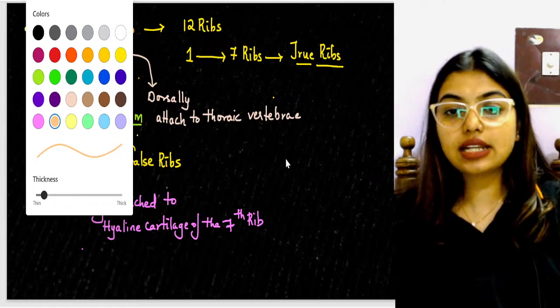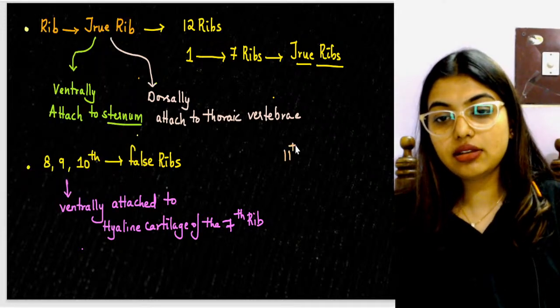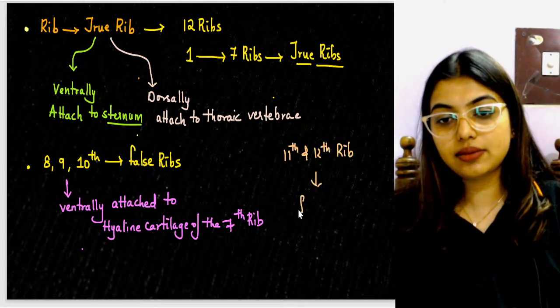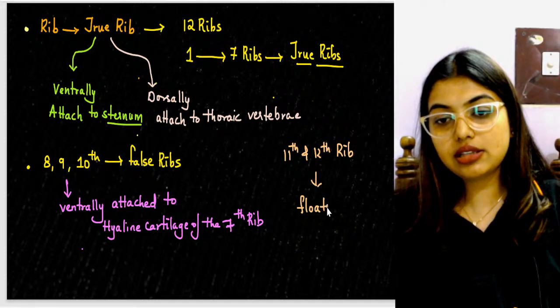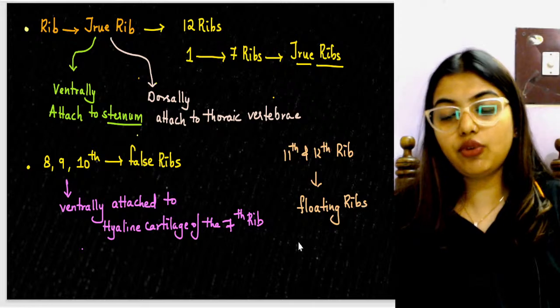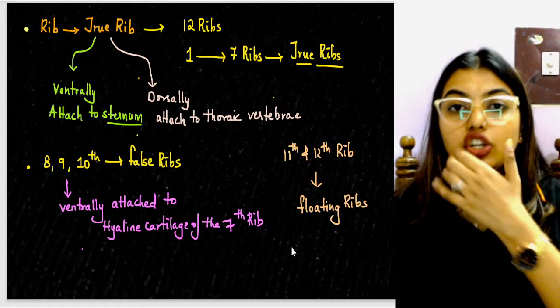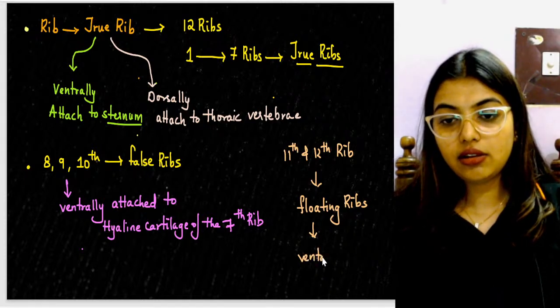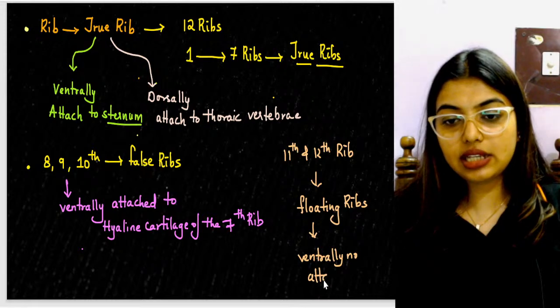Then the last set is going to be the 11th and the 12th rib, which I'm going to call the floating ribs. Why am I calling them floating ribs? Because they are not at all attached to anything ventrally. Ventrally, no attachments. So basically they are floating.